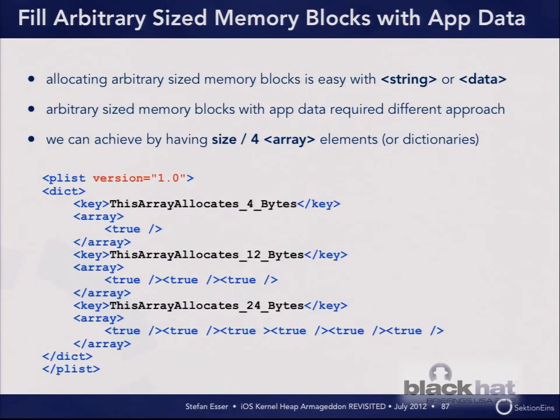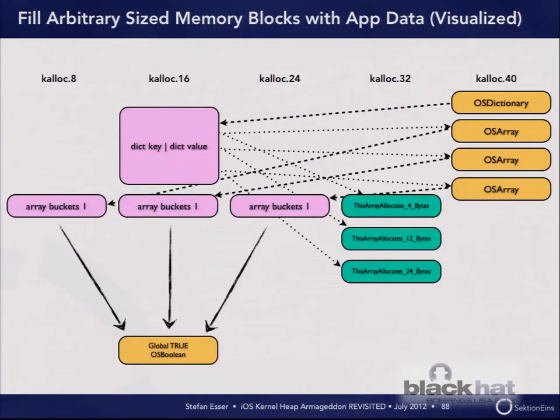And of course, I can do the same attack with dictionaries. In this case, I have to divide it by 8. And you can see here, in this case, I always fill them with Boolean values because it makes the plist very short, and I can create a lot of elements with a very short plist. But in this case, I'm only interested to have these array buckets that are in the size that I need them to be.